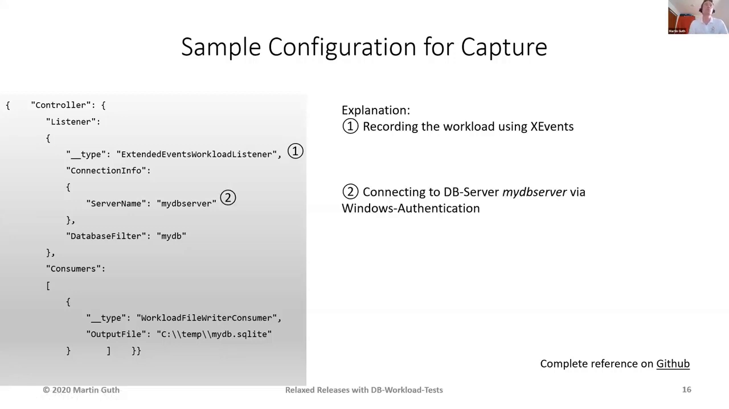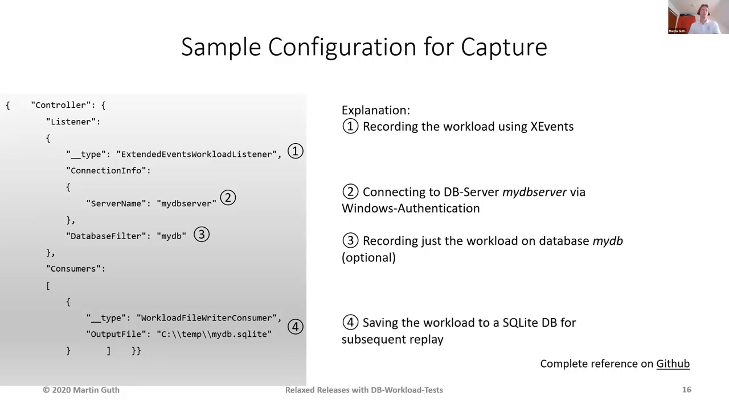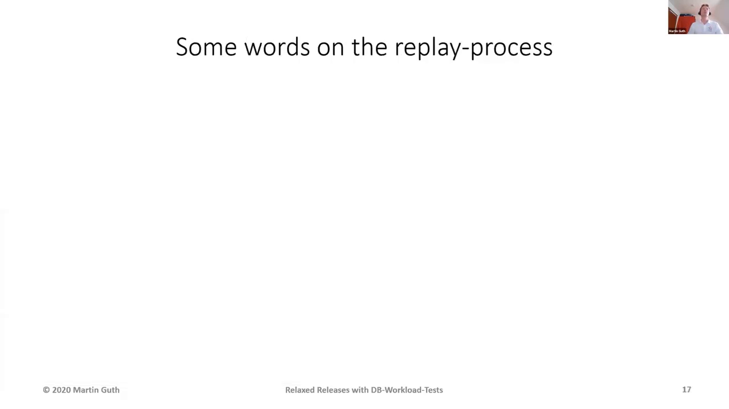Then, of course, we provide some connection information, which server to connect to. Here it's integrated authentication. You could go with username and password as well, as we will see. And that's already optional. You could name a database where you would like to capture the workload. So I'm only capturing workload from the database MyDB, not from the whole server. And subsequently saving the workload to a SQLite database, then I can replay it. You can find a complete reference, of course, on GitHub.